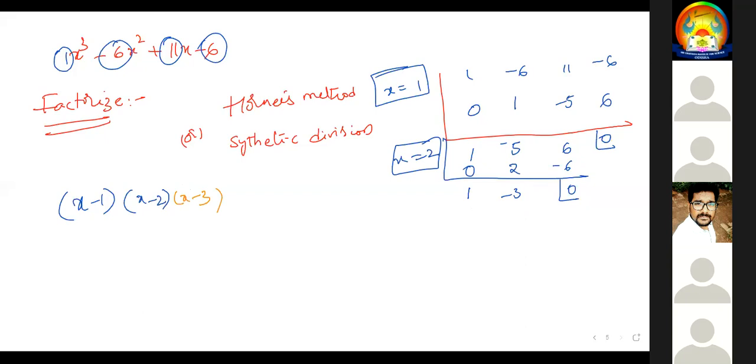Sir, we can solve questions with the help of the middle term splitting method. Middle term splitting method is helpful exactly for quadratics, but this is a cubic equation.